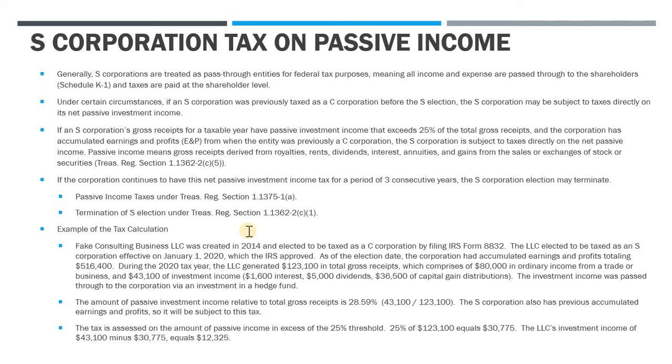So if you set up an LLC, like for example, if this consulting business was set up as an LLC and then made the S election the very first day it was even created, it was never taxed as a C Corp. It doesn't have any C Corp accumulated E&P. So this net passive investment income tax does not apply to this S Corp. It can generate all the passive income it wants. It's just passed on to the shareholders, and the shareholders pick up the tab and pay the tax. There's nothing being imposed directly at the S Corp level.